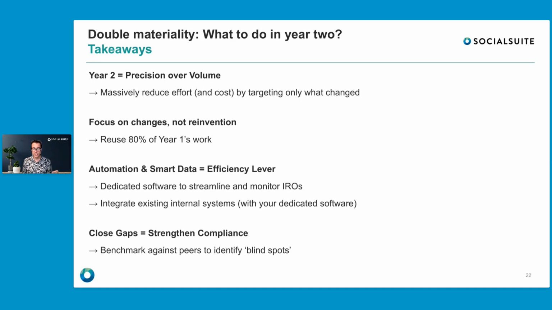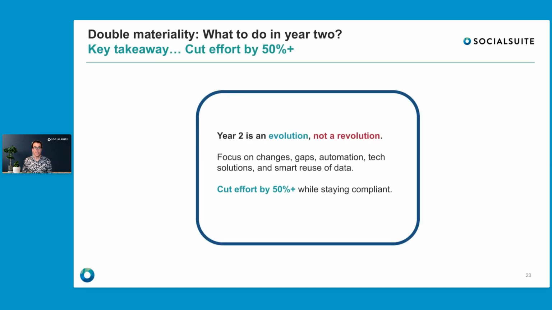And then closing gaps really means strengthening your compliance. So find those blind spots. Look at those reports from your peers, competitors, and other companies. Talk to people, talk to practitioners, get a sense of where can we improve on year one and focus on those areas. And in doing that, like I said, you can potentially cut your effort by 50% or more while still staying compliant, because year two is an evolution of year one. It's not a revolution. Again, repeating myself, but focus on changes, on gaps, on automation, on technology solutions, and the smart reuse of data. That's the key here.